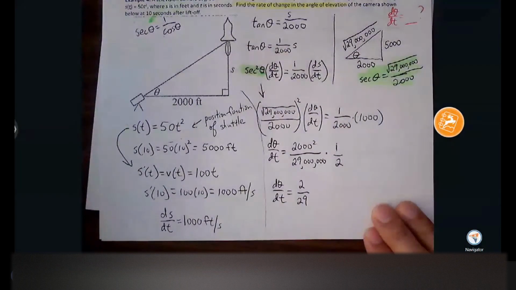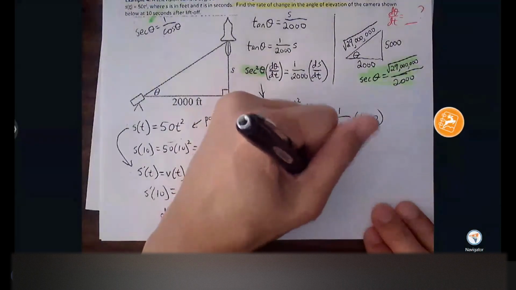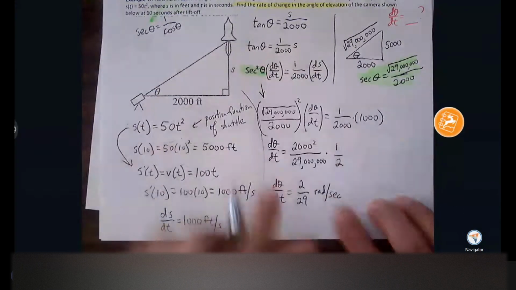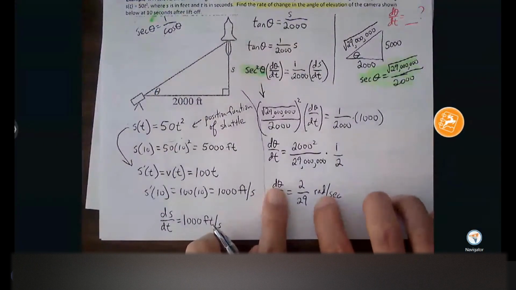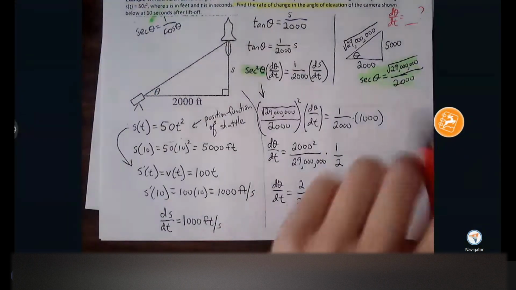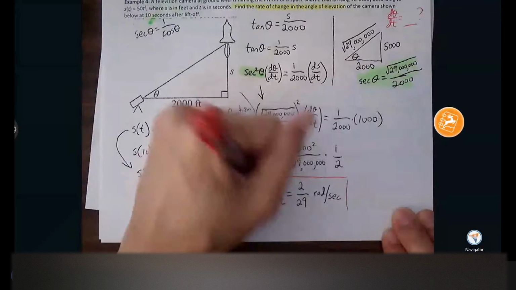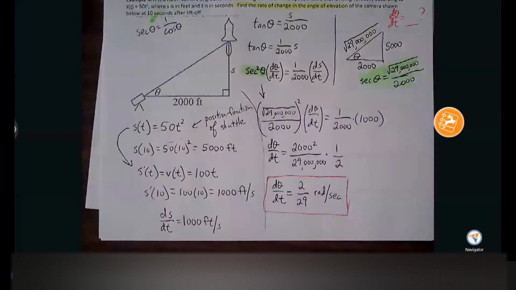Units of measure, radians per second. Right, theta was always going to be radians, not degrees. Okay, always radians. Okay, any questions here?